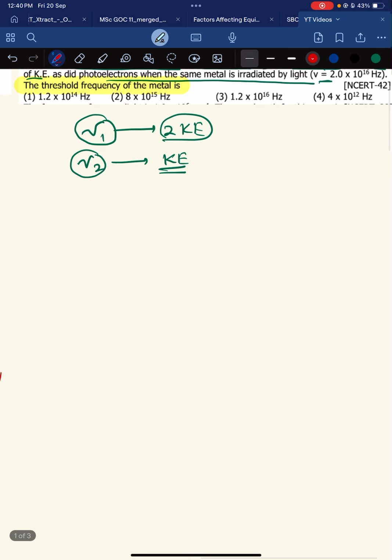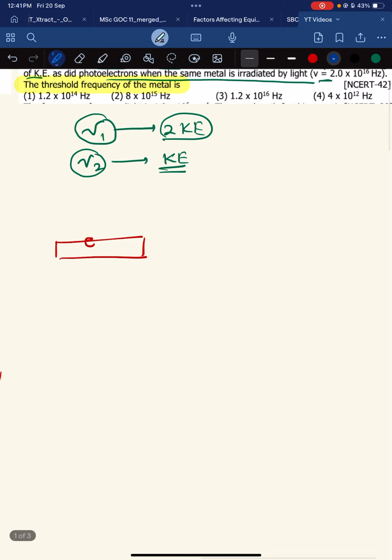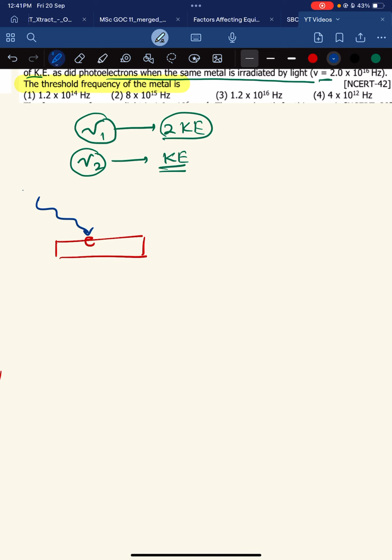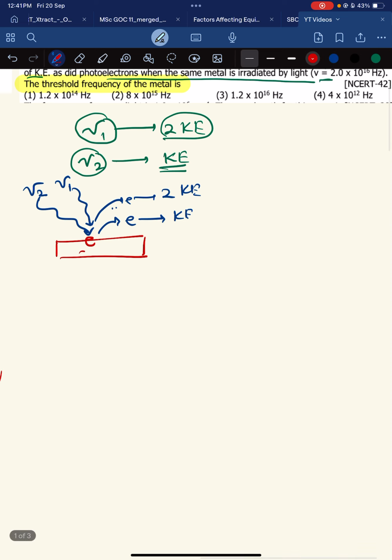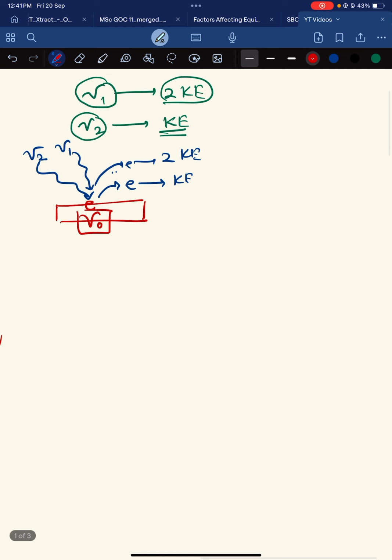So this is the photoelectric effect. Here we know the electrons are on the surface of the metal, and when we irradiate it with some frequency of light, an electron comes out. This coming out electron we call a photoelectron. When we apply mu2 frequency, it comes out with kinetic energy Ke. When I apply frequency mu1, this electron goes out with 2 times the kinetic energy. So what is the minimum frequency, the threshold frequency? That is the question.